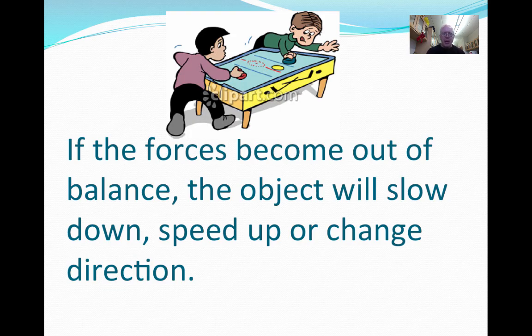Once they become out of balance, that's where you're going to have things slow down or change speed or direction. And an air hockey table is a good example of that. The puck pushes along until the forces become out of balance, and we get a change in where the puck is going.